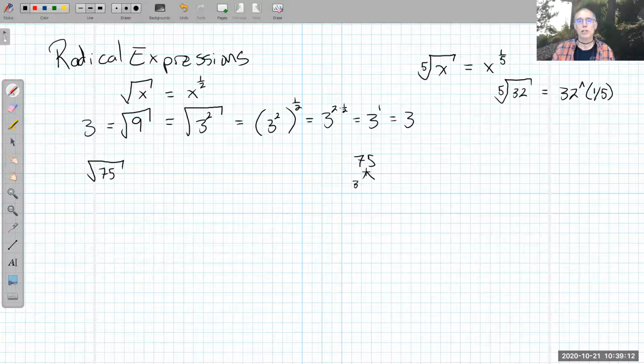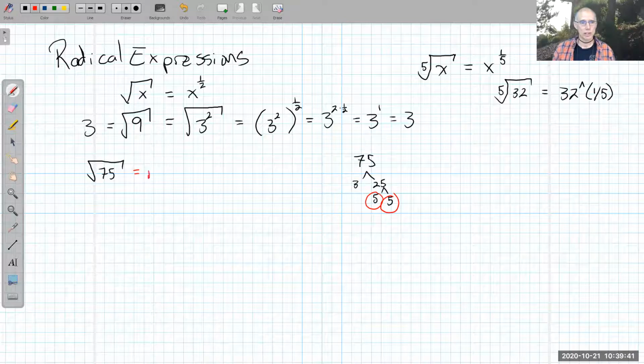3 goes into 7 twice with 1 left over, and 3 goes into 15 5 times. So 3 goes into 75 25 times. You can verify that on a calculator if you need to. Then 2 doesn't go into 25, 3 doesn't go into 25, but 5 goes into 25 5 times. Anytime in a factor tree I find a pair of factors, I get to pull it out. The square root of 25 is 5.